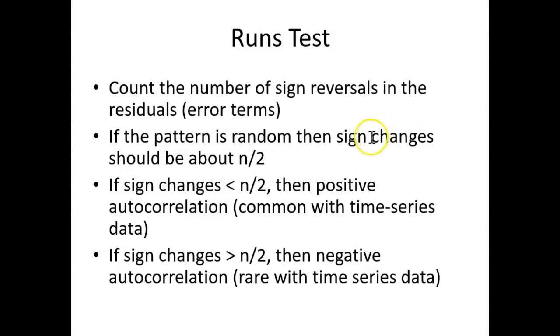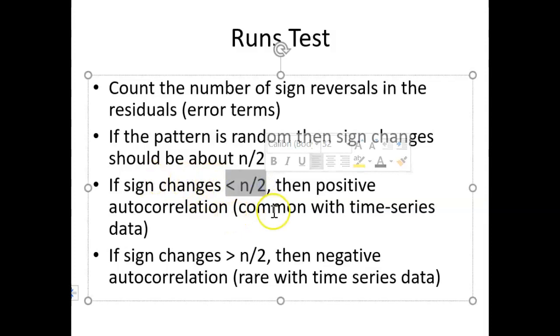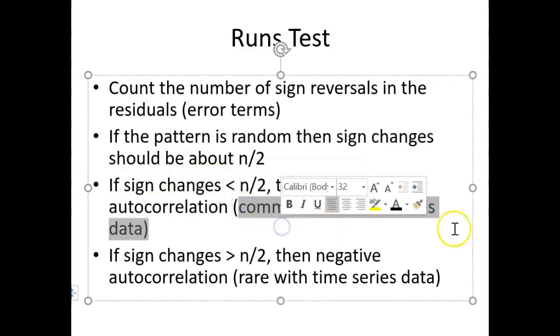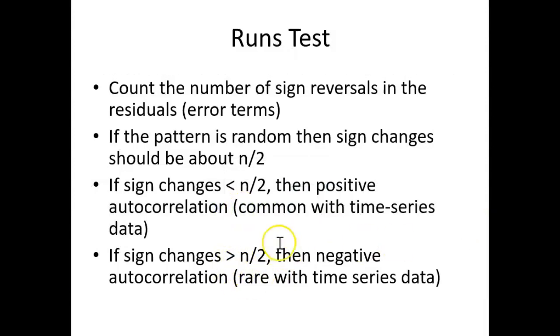If the pattern of residuals is random, then the sign changes will be about 1/2 of the number of observations that you have. But if the sign changes are less than 1/2, then that's known as positive autocorrelation, and that's the type that we usually get with time series data. If the sign changes are greater than half, then we have negative autocorrelation, and that's rare. So we're just going to worry about this positive autocorrelation problem.